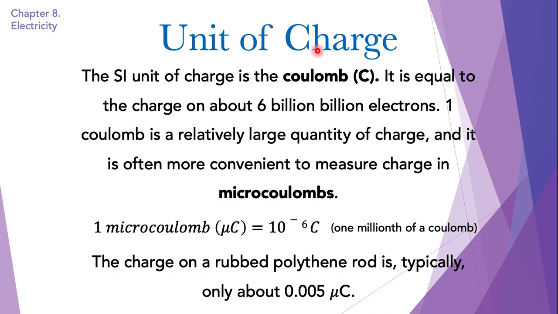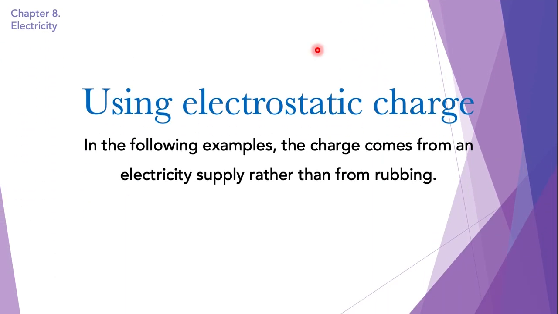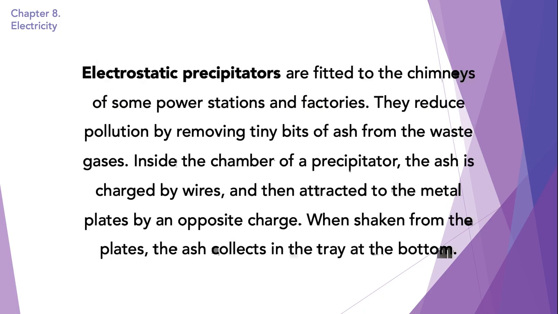Now we're going to see how we use charge in different devices. And remember, in the following examples, the charge comes from an electricity supply rather than from rubbing. It doesn't come from friction, and it isn't any induced charge. The charge comes from an electricity supply. So we're going to start with our first example, which is the electrostatic precipitator. The electrostatic precipitator is used to clean gases. As its name implies, it charges particles which are then later removed by being attracted to oppositely charged plates.